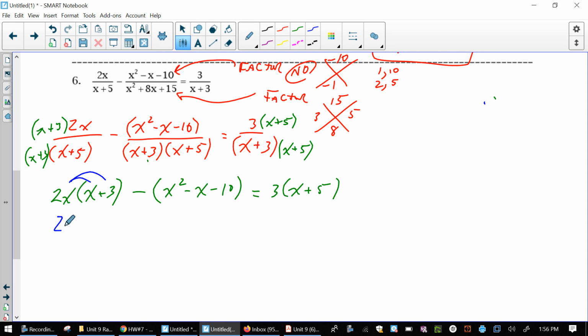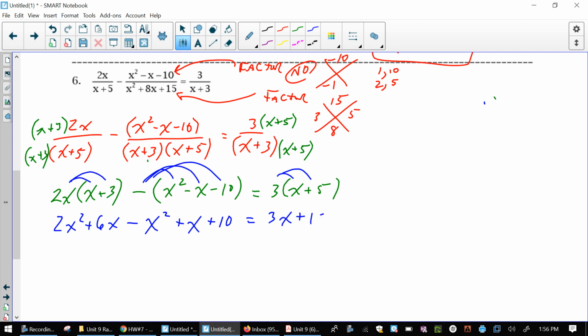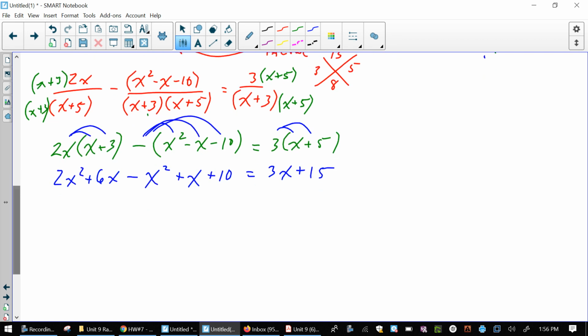All right, so as we distribute now and simplify, distribute. So that's going to be 2x squared plus 6x. Think about this as distributing the negative. Makes that negative, makes that positive, makes that positive. So it's going to be minus x squared plus x plus 10. Distribute 3, 3x plus 15. Okay, once we get that out of the way, this isn't too bad. But you can see we're going to end up with a quadratic here. Okay, don't freak out. We've been solving quadratics all year.